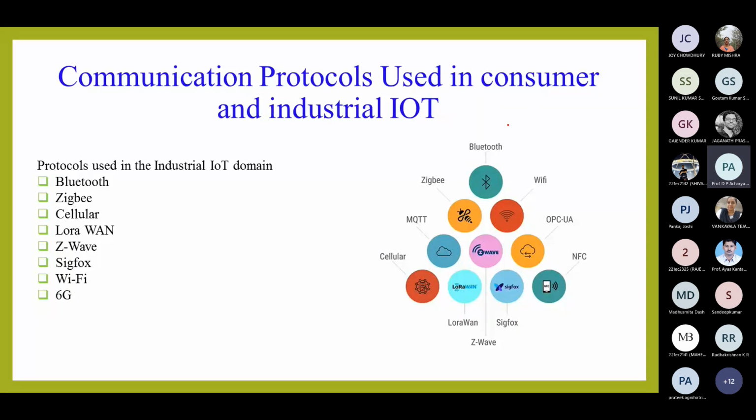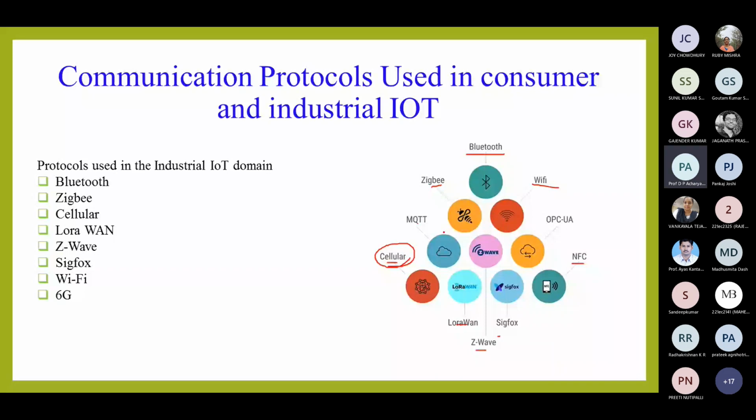the protocols like Bluetooth, Zigbee, LoRa, then Z-Wave, Sigfox, Wi-Fi, then our cellular networks like 3G, 4G also can be used. So you have Bluetooth here, then Wi-Fi, then near field communication, Sigfox, Z-Wave, LoRaWAN, cellular, MQTT. Apart from cellular, others are mostly very local. Cellular makes it to the internet.